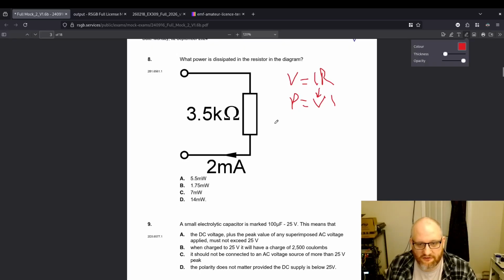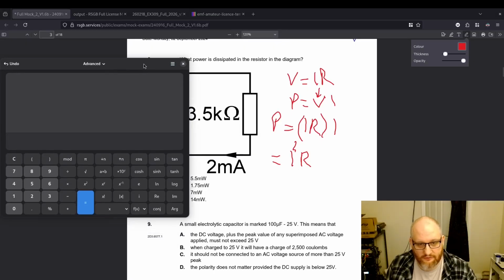So what does that look like? Well, we just rearrange this equation slightly and we say P is equal to I times R, for that brackets, I, which is equal to I squared R. Okay, so we can say P is equal to I squared R. We've got I times R times I, so it's I squared R. Let's plug that into our calculator and see if we get the same result.